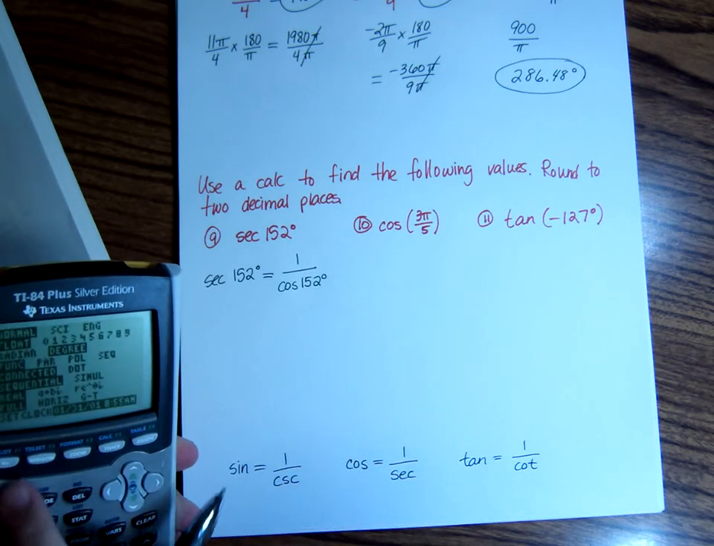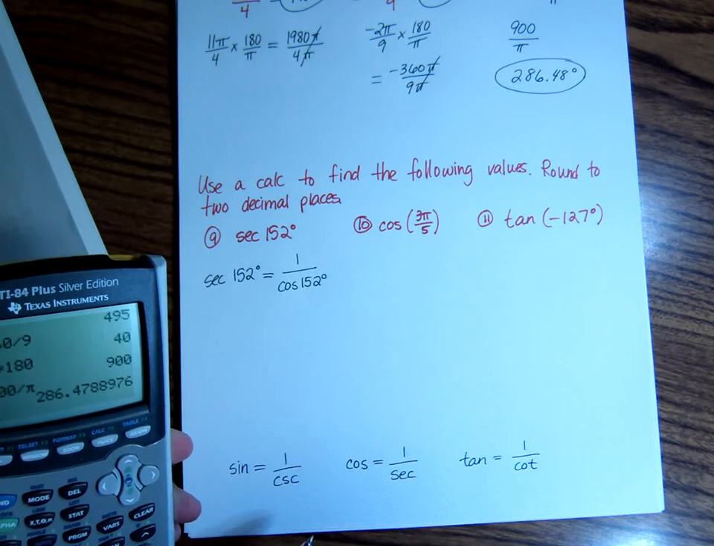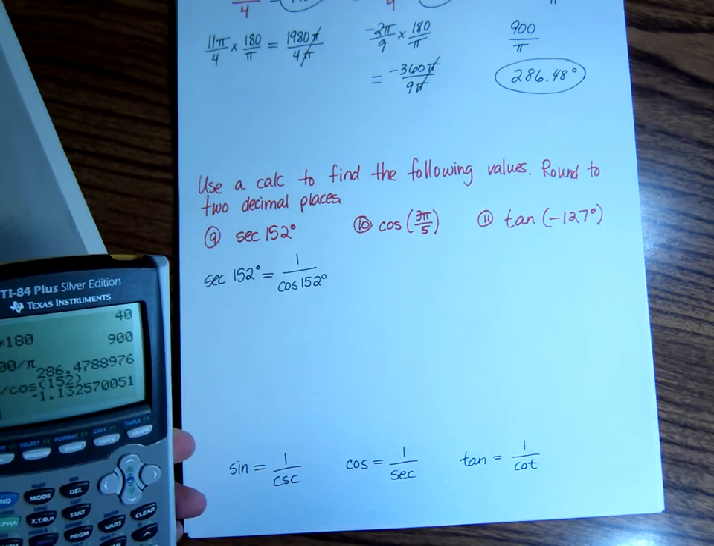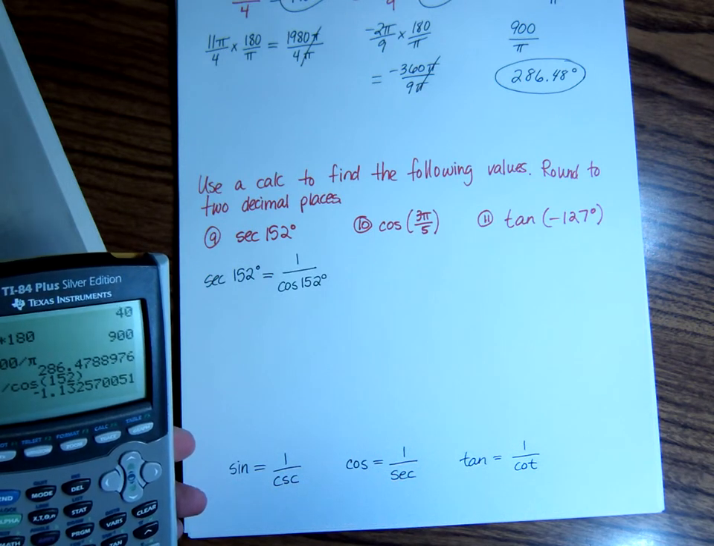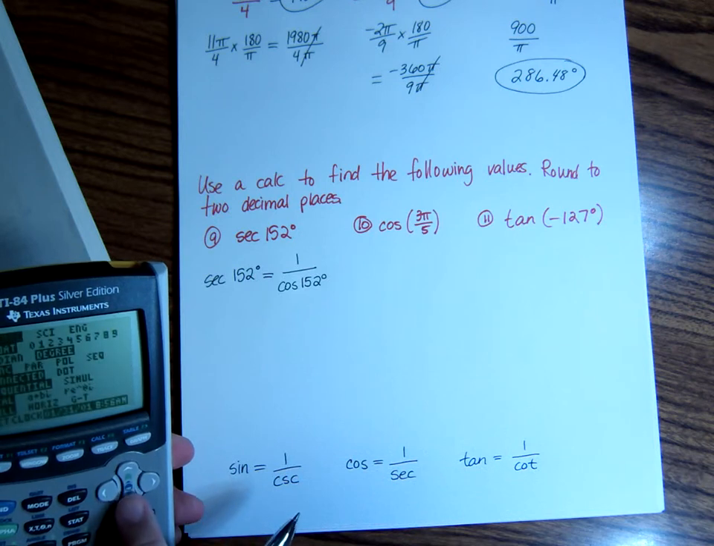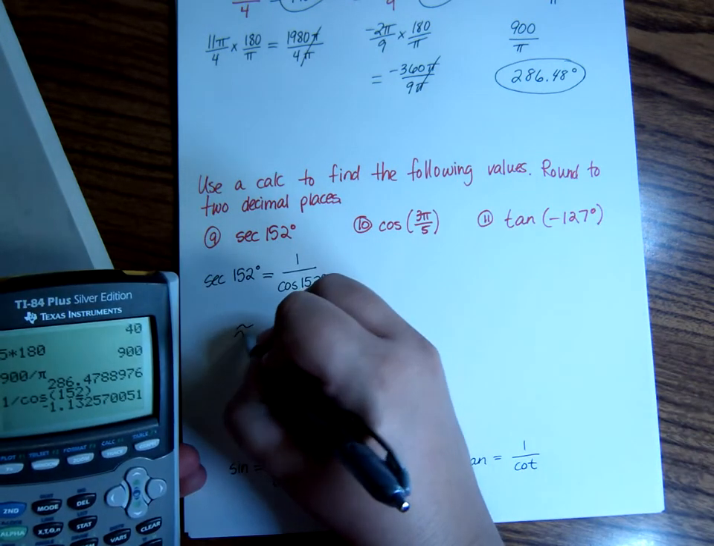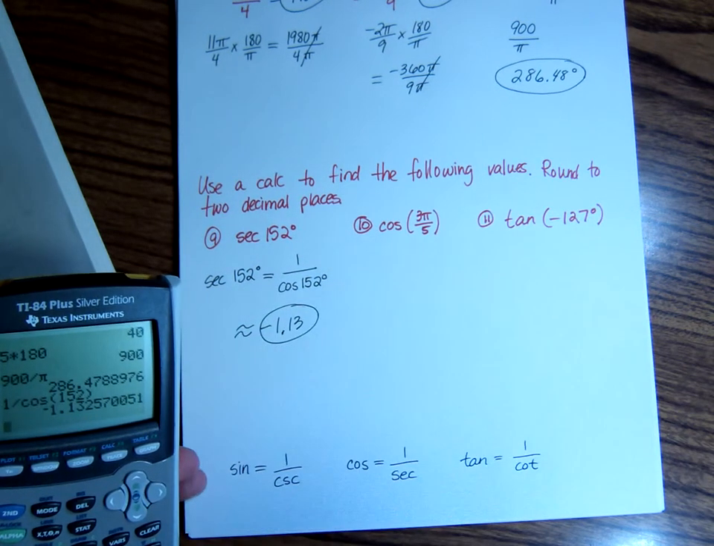Okay, so we've got 1 divided by cosine 152, and that's going to be negative 1.1325, and so on. I am in degrees, right? Yep, I'm in degrees. So that's about negative 1.13. And that's my answer.